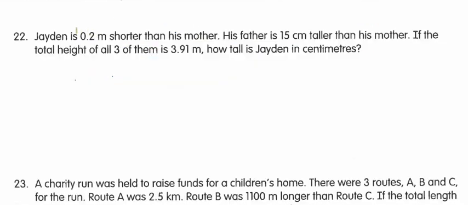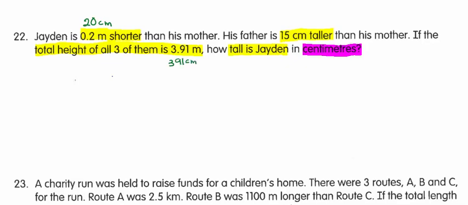Now question 22. Jadin is 0.2 meters shorter than his mother. Father is 15 cm taller than his mother. Okay, then if the total height of all three of them is 3.91 meters, how tall is Jadin in centimeters? So here I want centimeters, so straight away I will convert this 0.2 meters, that will give me 20 cm. Okay, 15 cm is there already. 3.91 meters is 391 cm.